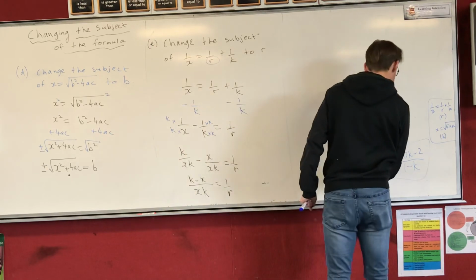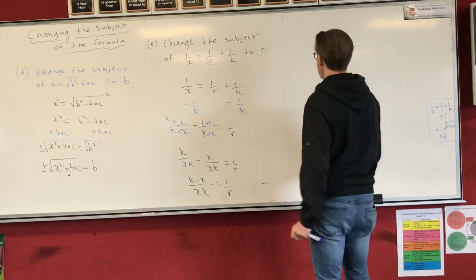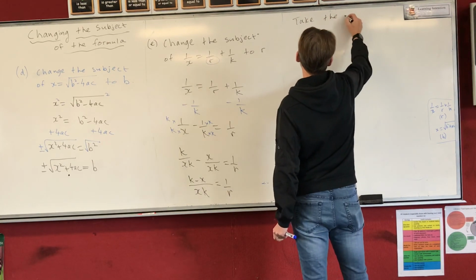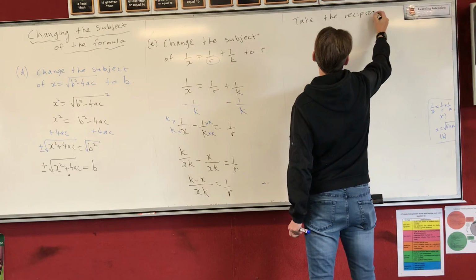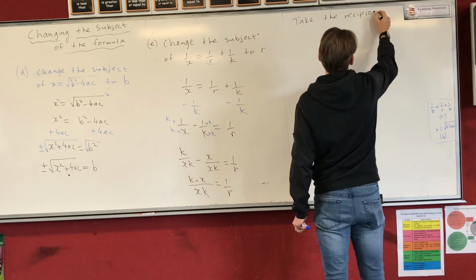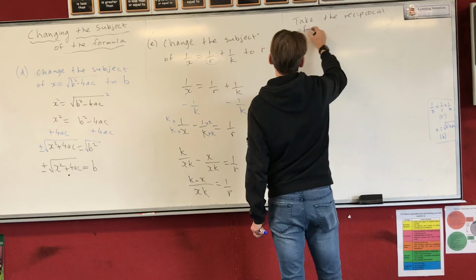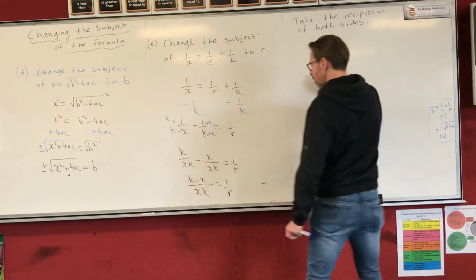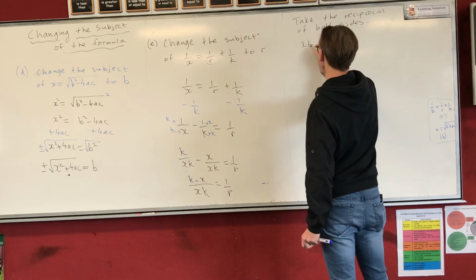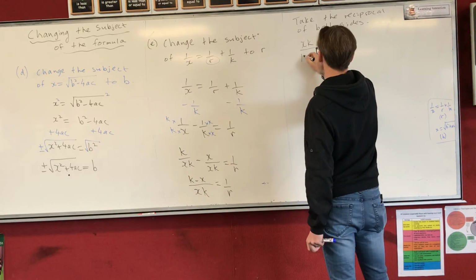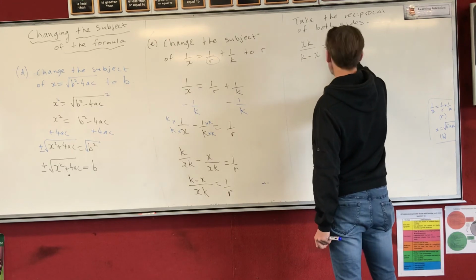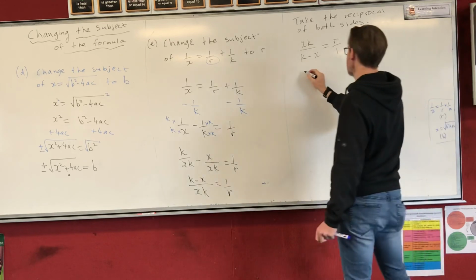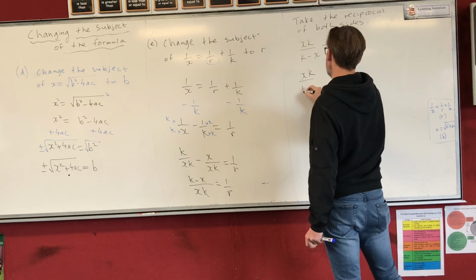Okay, now, next step, I'm going to take the reciprocal of both sides, which means I'm going to flip both sides. Right, that means flip both sides, so I can say that xk over k minus x is equal to r over 1. Now r over 1 is just r, isn't it? So there's my answer.